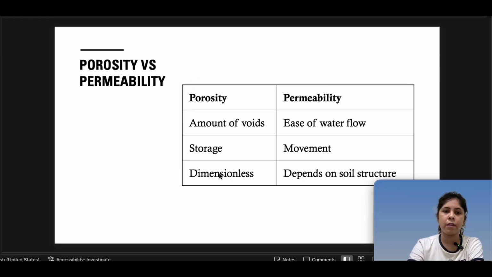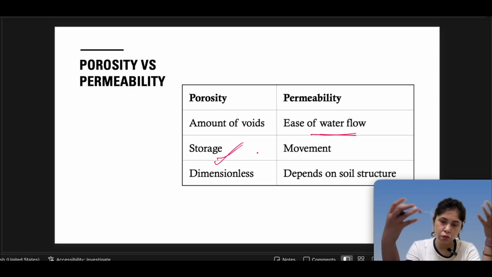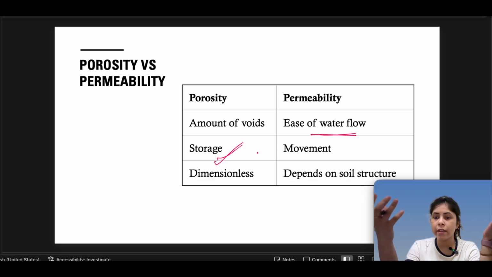Next is porosity versus permeability. Now we'll understand what permeability is. So porosity is the amount of void, right? How much void is there. But permeability is ease of water flow. That means how easily the water can flow through the soil. And porosity is the storage, right? How much water we can store in the soil, just like a sponge.